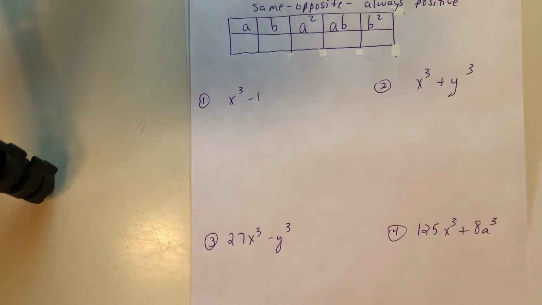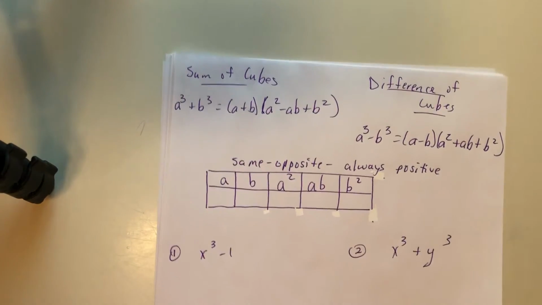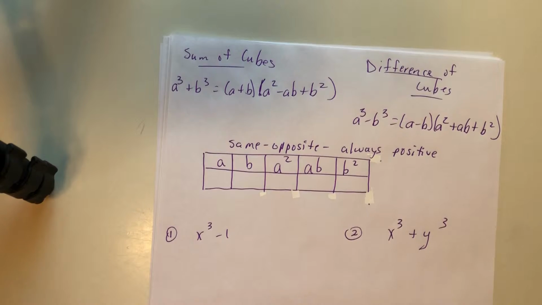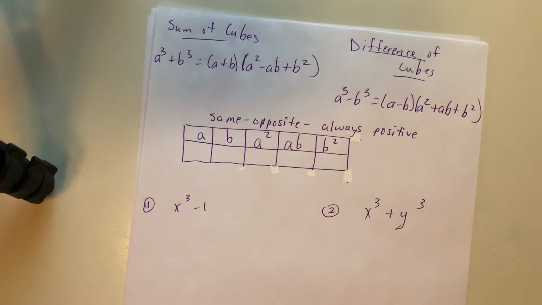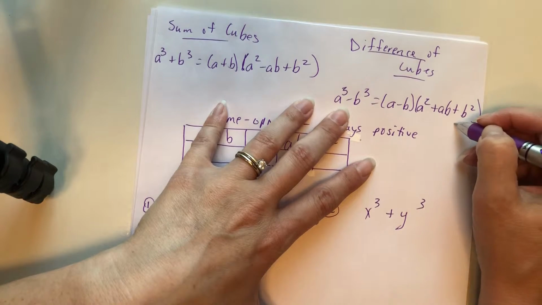All right. And then the next situation is going to be a sum of cubes or a difference of cubes. And this time you need to make sure that you can recognize perfect cubes up to 10 cubed. So let's make a list of that.